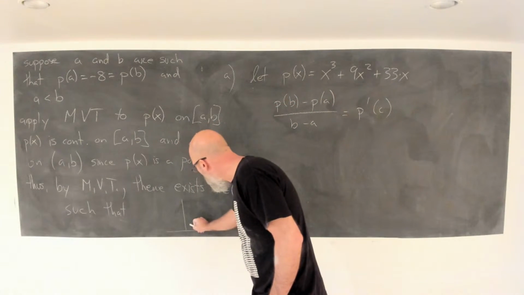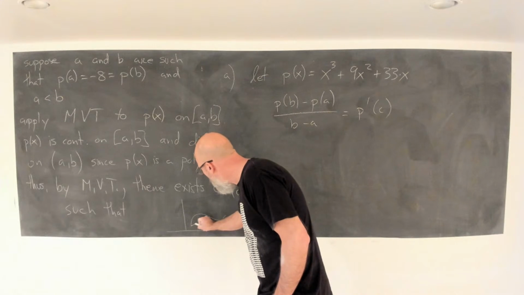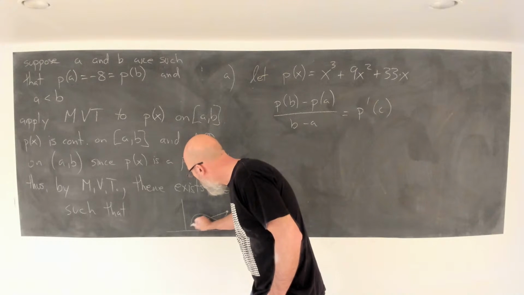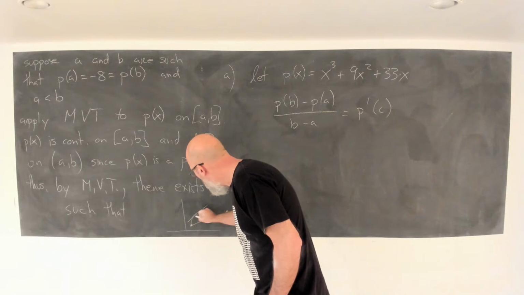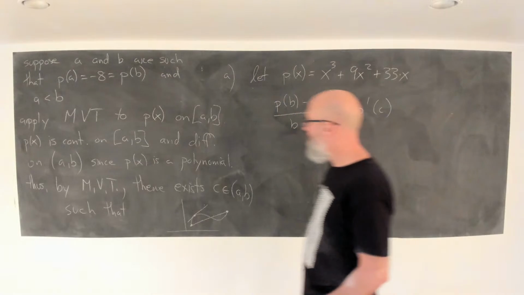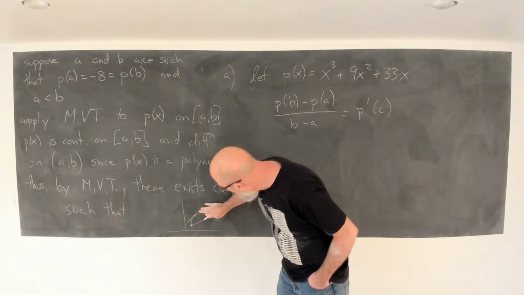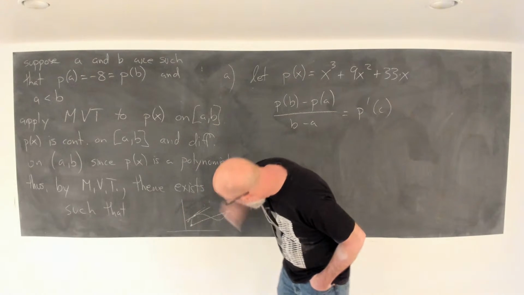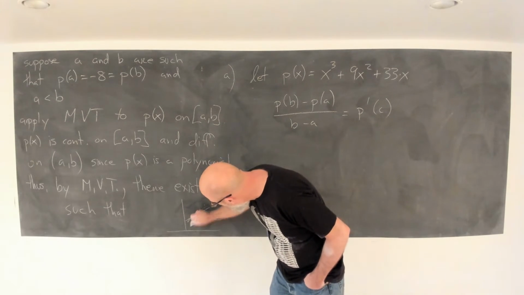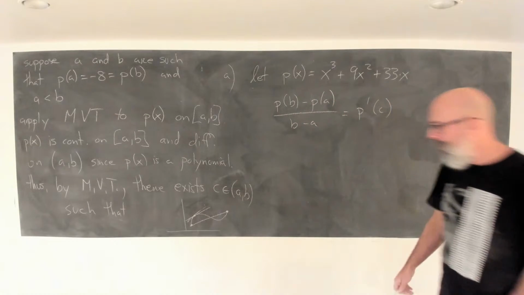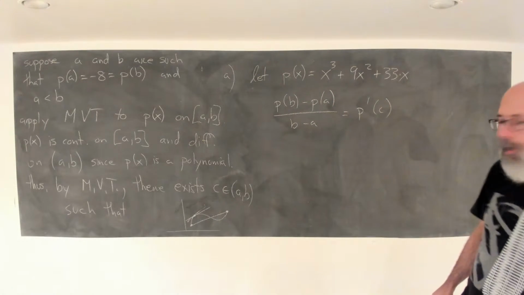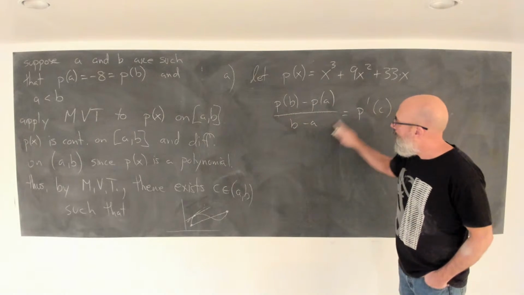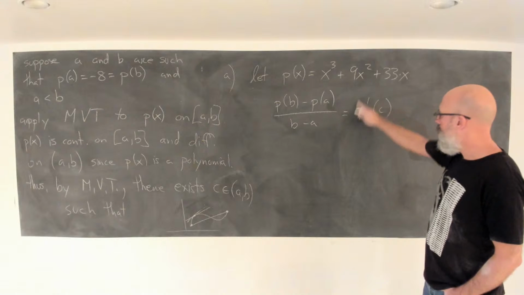which was the implication here on a graph. If you look at the line joining the two endpoints, there exists a point where the slope of the tangent line is the same as the slope of the line joining the two endpoints, right? So this is the slope of the line joining the two endpoints. This is the slope of the tangent line.